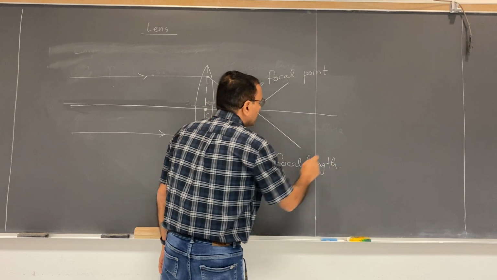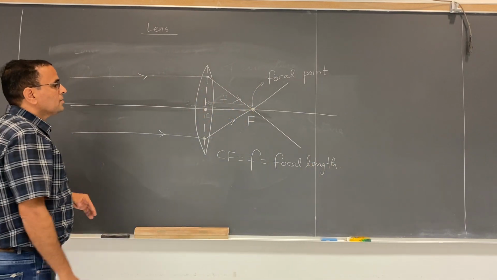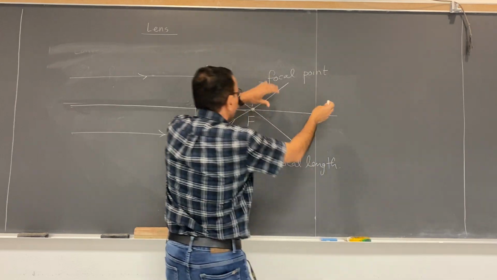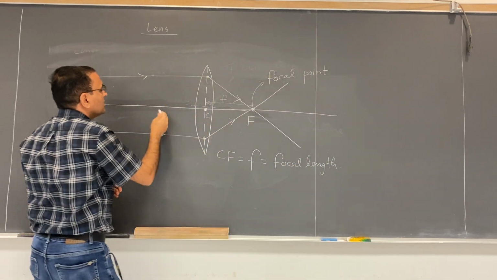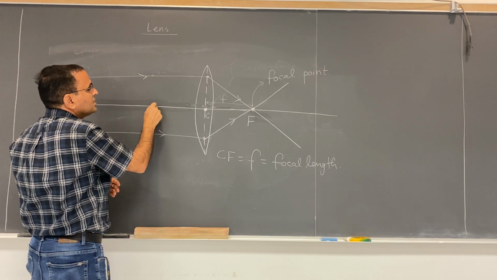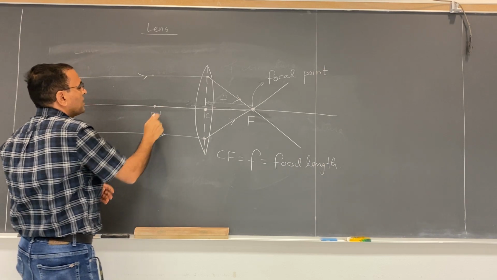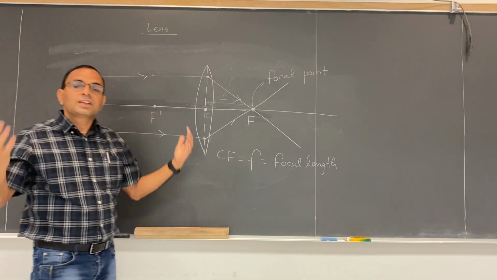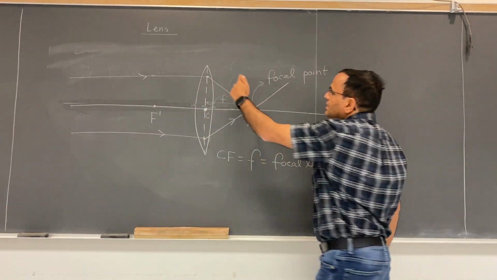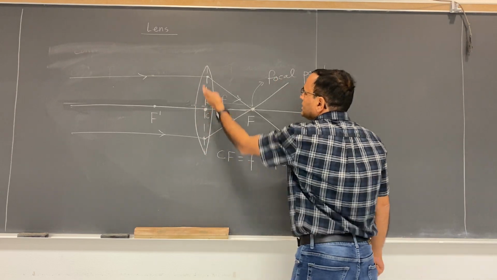Focal length. Okay, so there is another focal point here on this side. If the light is coming from this side, then the rays converge right there. So this is another focal point you can call F prime, on both sides of the lens, because the lens has two surfaces, this surface and this surface.